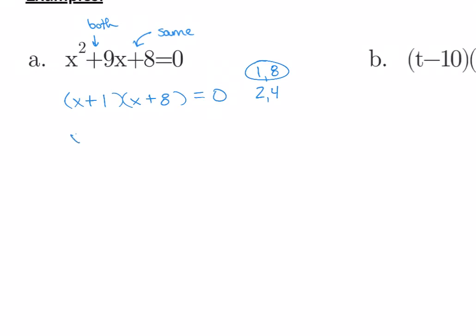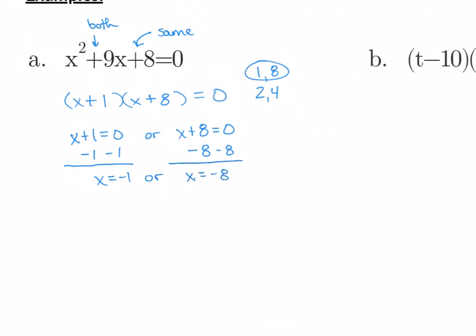So now we want to set each factor equal to 0, and solve. So my first one, I can subtract 1 from both sides. I get x equals -1. Or second factor, I can subtract 8 from both sides, and we get x equals -8. If you want, you can put this in squiggly brackets, and we're just going to report the numbers -1 and -8.